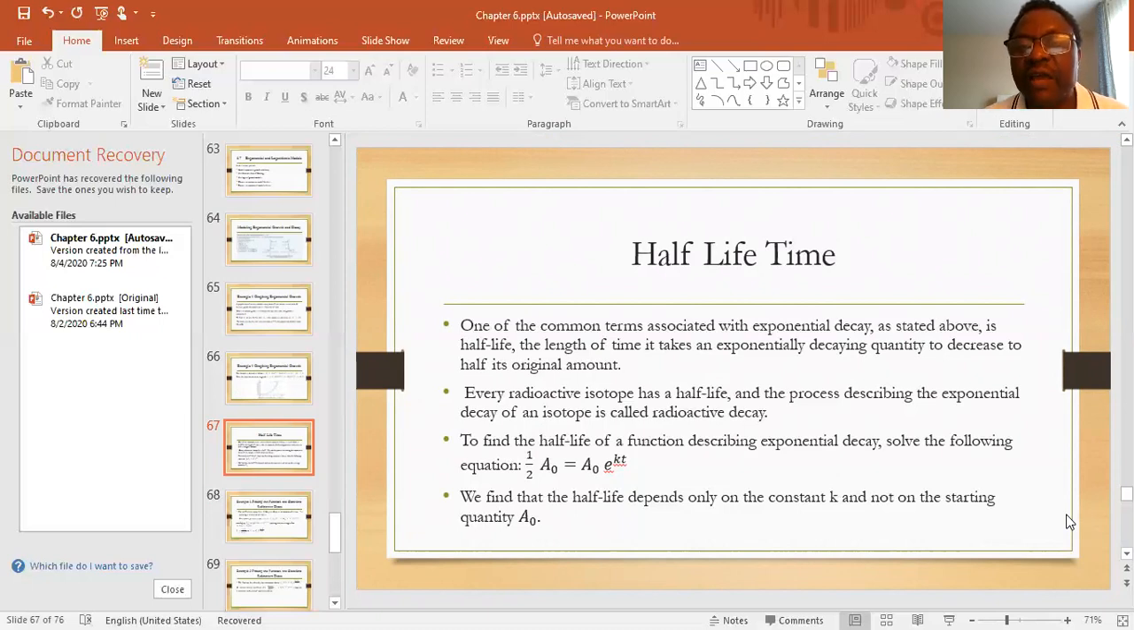So to find the half-life of a function describing exponential decay, solve the following equation: half of A0 equal to A0 e to the kt. If you know K, then you will be able to get the half-life. If you know the half-life, you will be able to get K.